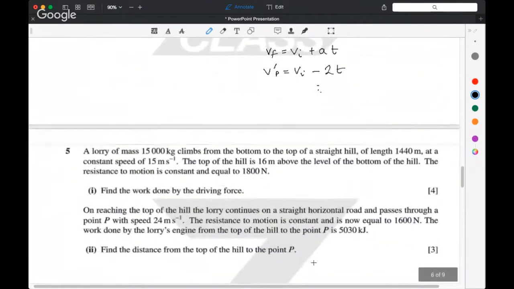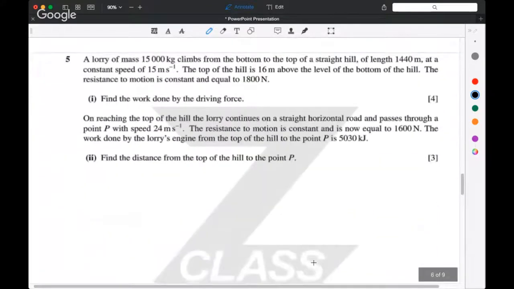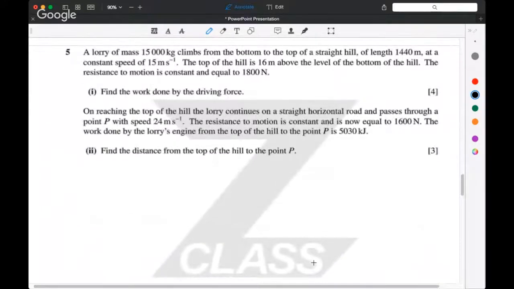Okay. Question 5. So we have this lorry climbing up a straight hill. So let's draw a wee picture. And it's 1440 meters along here, but the hill itself is 16 meters high. So this is going to be a very small angle, right?